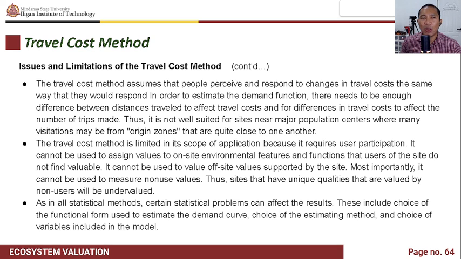It cannot be used to assign values to an on-site environmental feature and functions that users of the site do not find valuable. Sorry. And lastly, as in all statistical methods, certain statistical problems can affect the results. So this includes the choice of the function for use and to estimate the demand function. I think this is the reason why you have to consider the error term, because that will actually capture all the variables that will not be explained during the regression analysis.